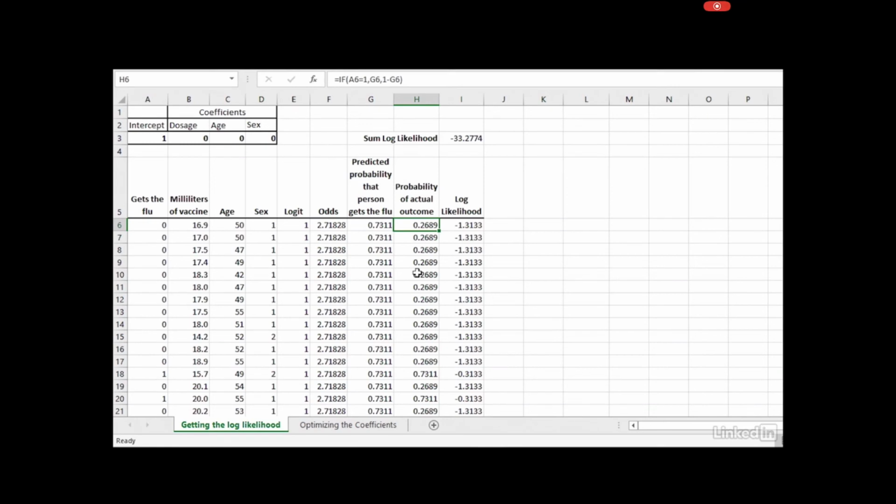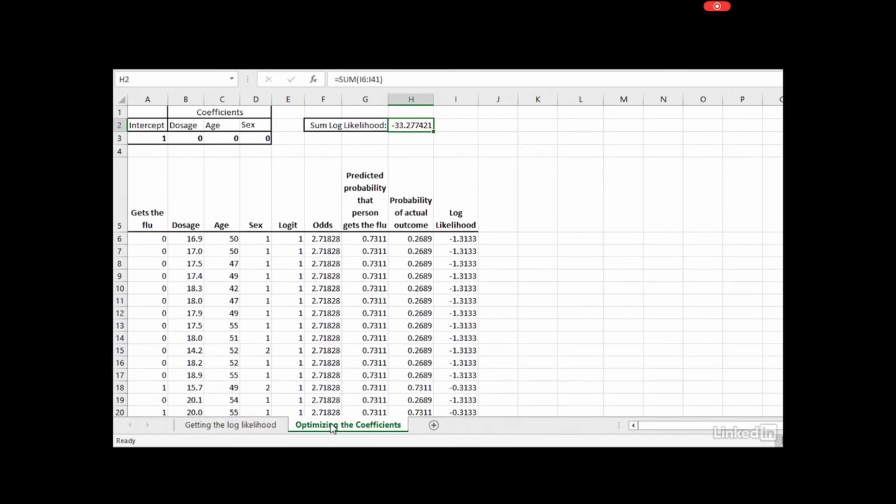And so we totaled their logs in cell I3. It's labeled sum log likelihood. And we make whatever changes to the intercept and the coefficients, we make those changes via Solver, and we make the ones that are needed to bring the total of the log likelihood as close to 0 as possible. And we do that in cell I3, where the formula is actually the sum of the values in I6 to I41. So how do we go about optimizing the coefficients?